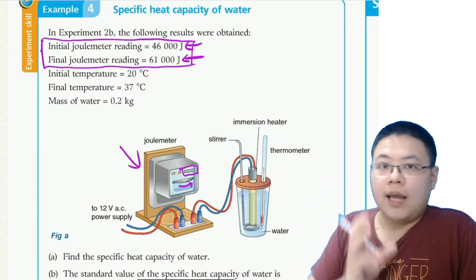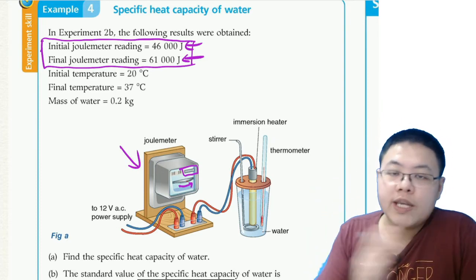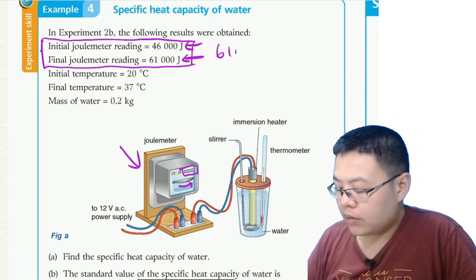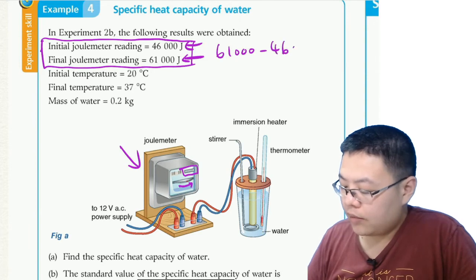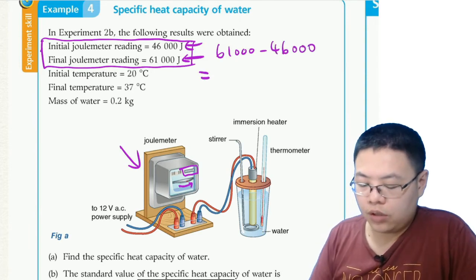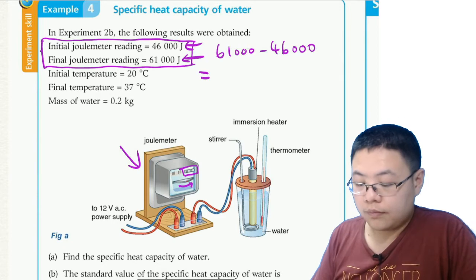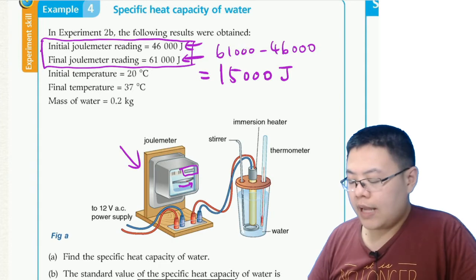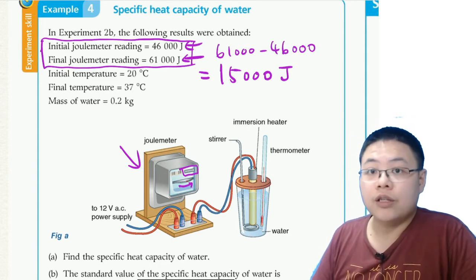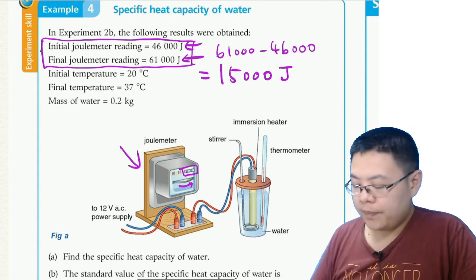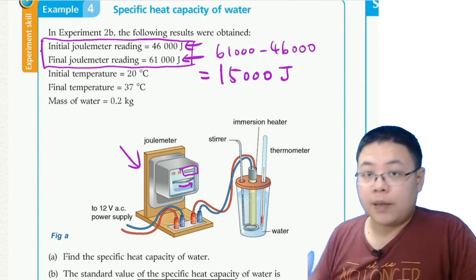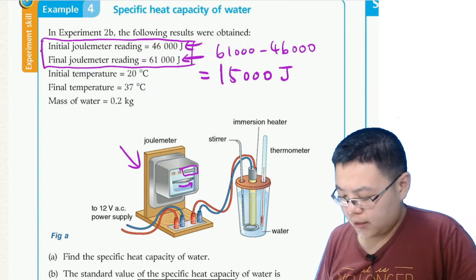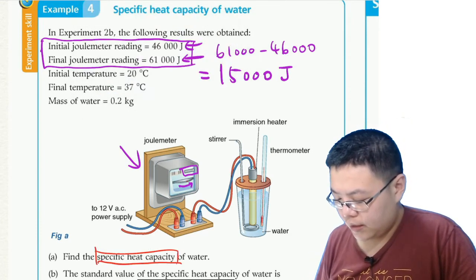So what is the energy used between the start and the end of the experiment? That is 61000-46000=15000 joule. That is the amount of energy used in the experiment. Okay, so this part is explained, then we should be able to calculate the specific heat capacity very easily.